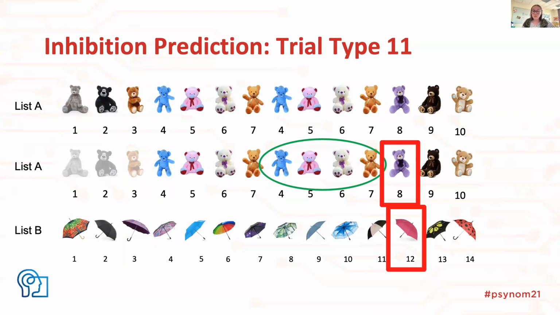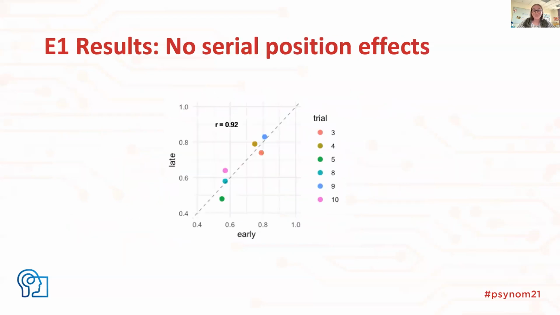Now that I've walked you through the 3 trial types I will focus on, let's get to the results. First, we sought to rule out serial position effects. To make a valid inference about comparisons of early versus late pictures, it's necessary that there are no primacy or recency effects. Statistical tests confirmed what this figure suggests. There are no significant serial position effects that would confound the inferences from early versus late comparisons.